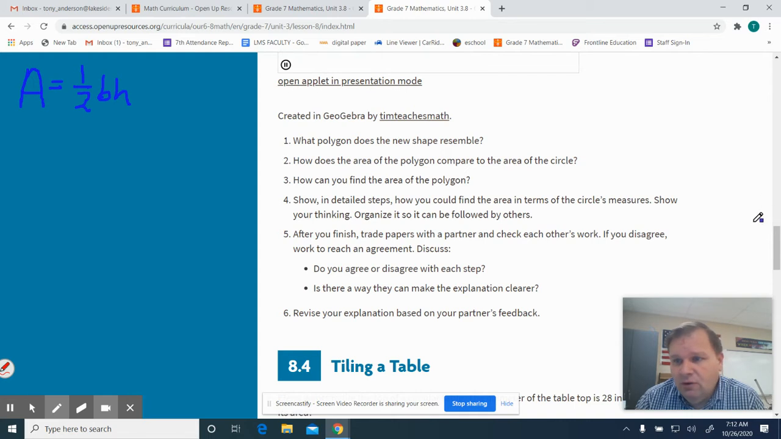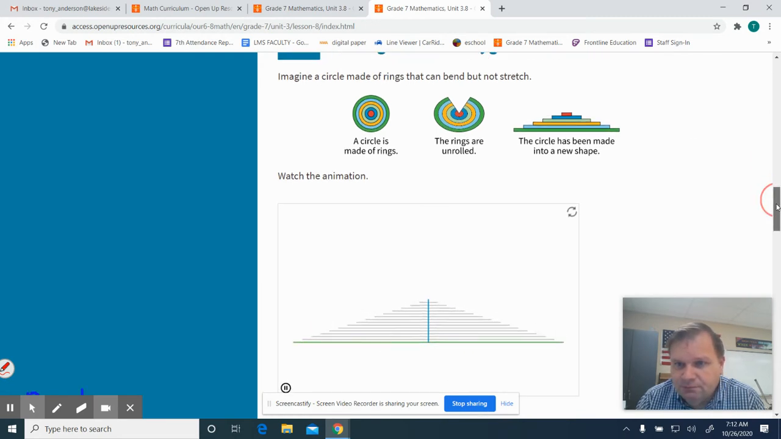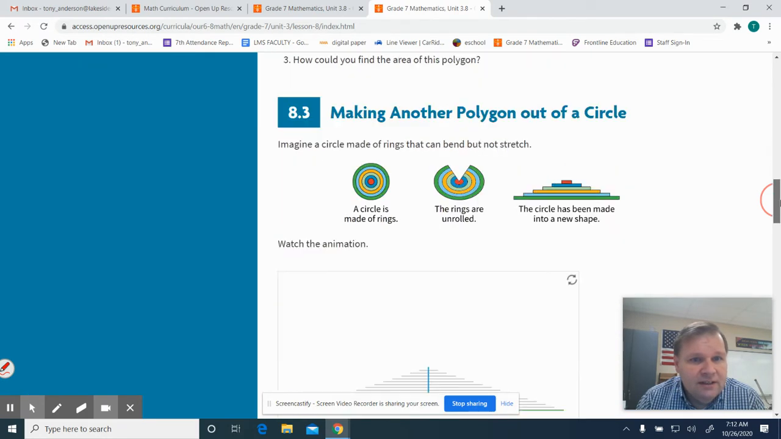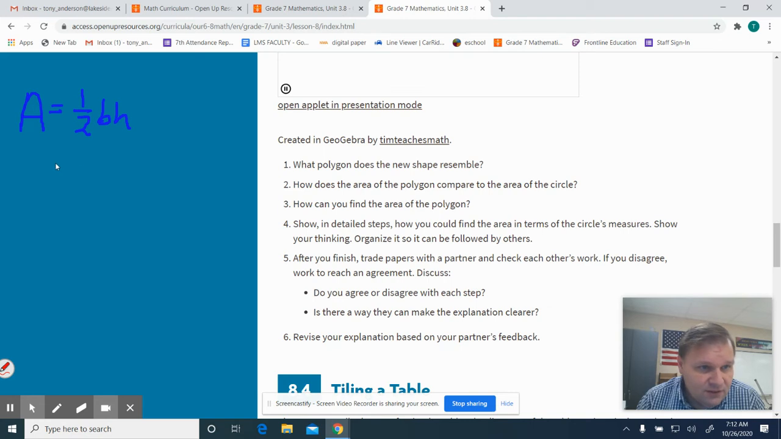Okay? Now, going back up to the picture, this bottom row right here, this green, that would resemble the circumference of the circle. So this bottom is the base. It's going to resemble the circumference. So if I just start to manipulate this, I have 1/2 times the circumference.